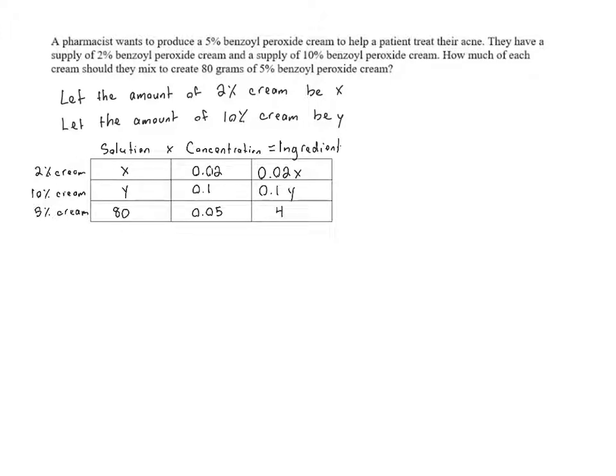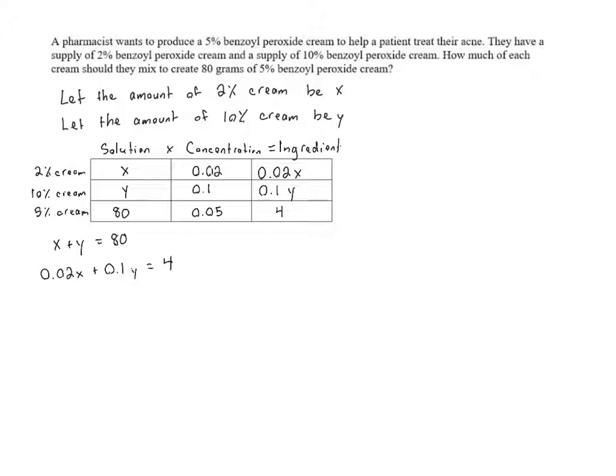At this point, we need to write a system of equations that models the situation. The first equation will come from the solution column. X plus y equals 80, because we have X grams of the 2% cream and Y grams of the 10% cream, and when we mix them together, we want the total amount to be 80 grams. So X plus Y has to equal 80. The second equation will come from the ingredient column, and that's going to be 0.02x plus 0.1y equals 4.